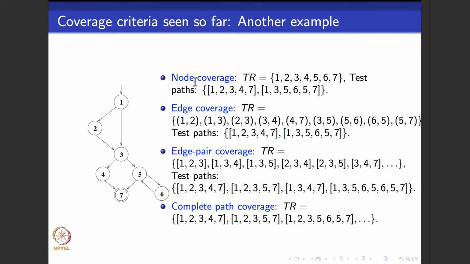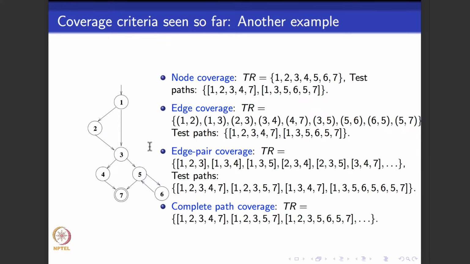Just to summarize, the node coverage test requirement says you visit all the 7 nodes, which is the set. And what are the test paths that will visit all the 7 nodes? There are 2 test paths, one which goes 1, 2, 3, 4, 7, which leaves out nodes 5 and 6. So I put another test path which says 1, 3, 5, 6, 5, 7. These 2 test paths put together satisfy this test requirement of node coverage.